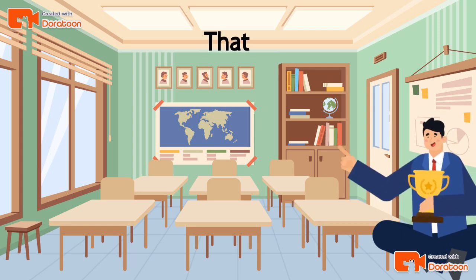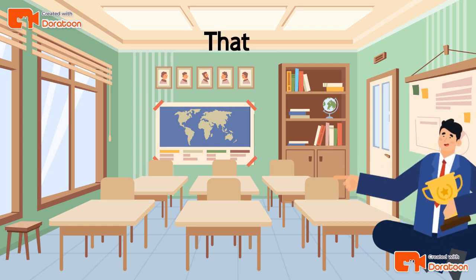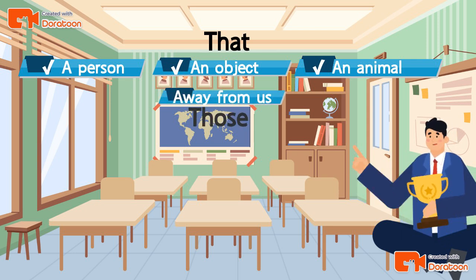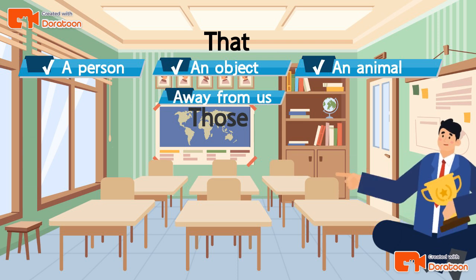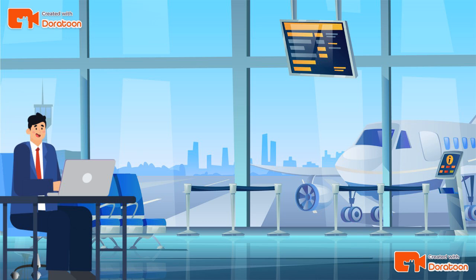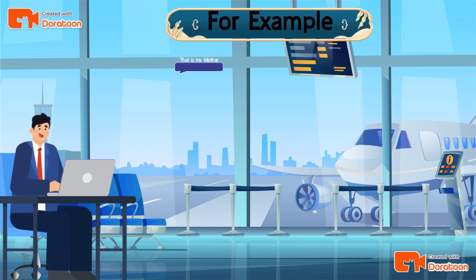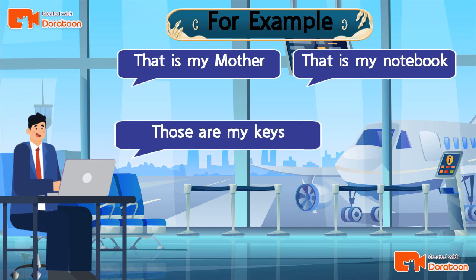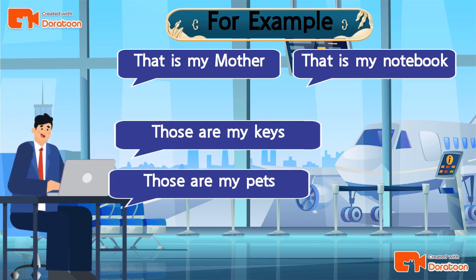We use that for singular nouns, like a person, an object, or an animal away from us, and those for plural nouns, more than one person, two or more objects, two or more animals away from us. For example, that is my mother, that is my notebook, those are my keys, those are my pets.